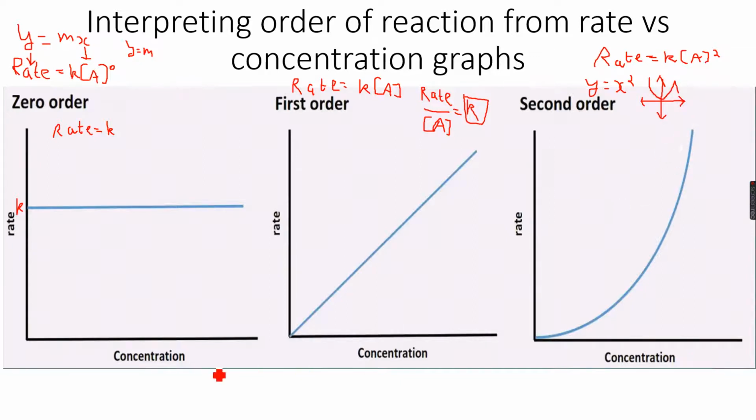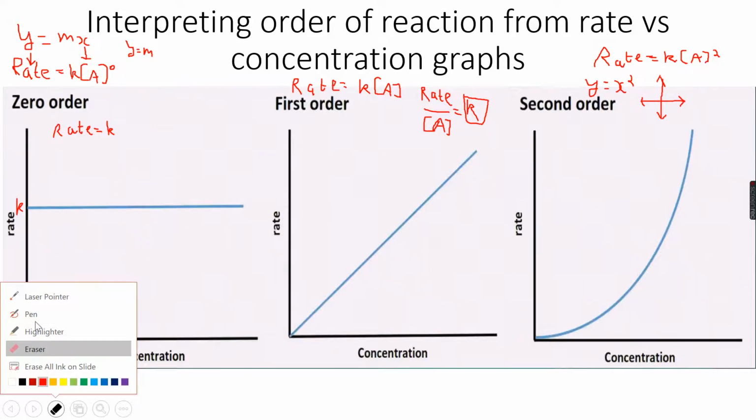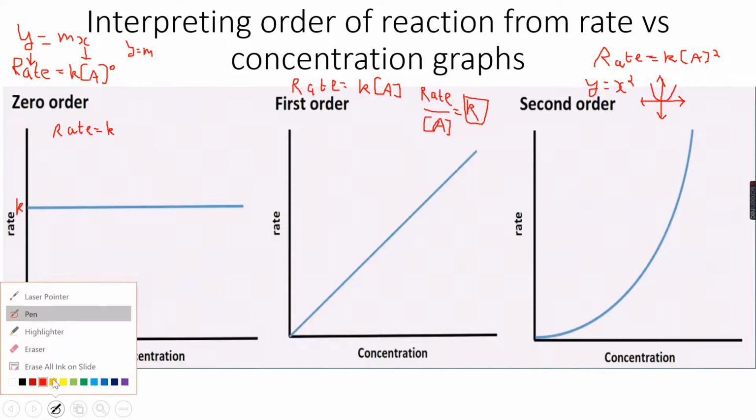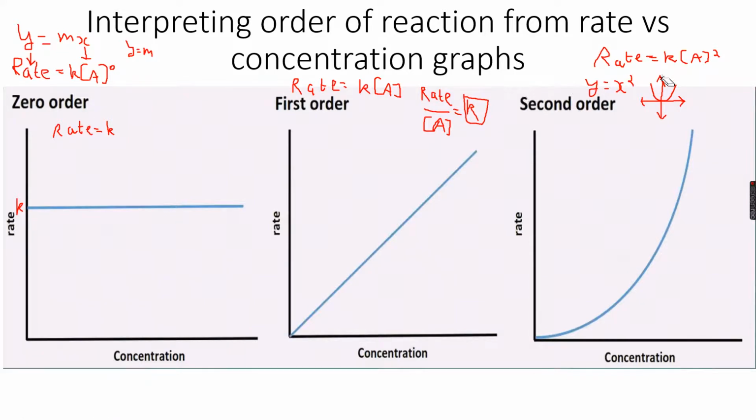So obviously, I'll just redraw this parabola again. We know that y is equal to x squared is a parabola like this. Since concentration cannot be negative, we only have this side of the parabola, and you can see that the equation rate is equal to k times the concentration of A squared is of the same form as y is equal to mx squared. So we will get a parabola style graph.